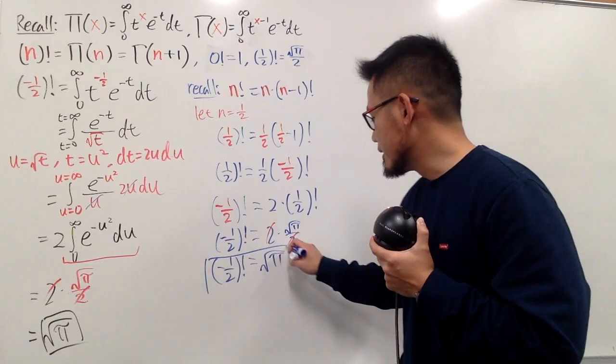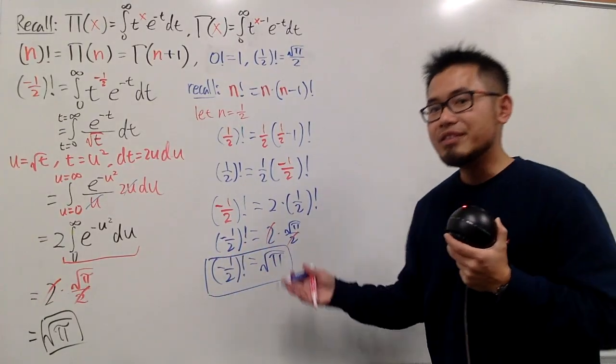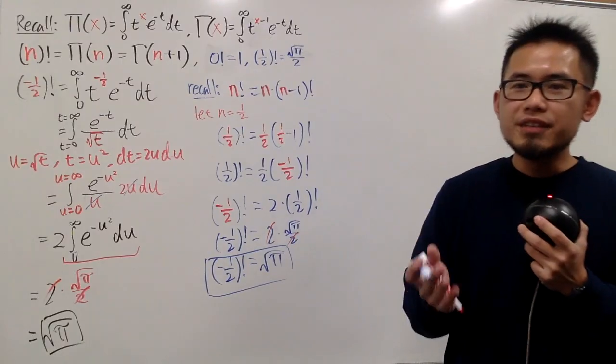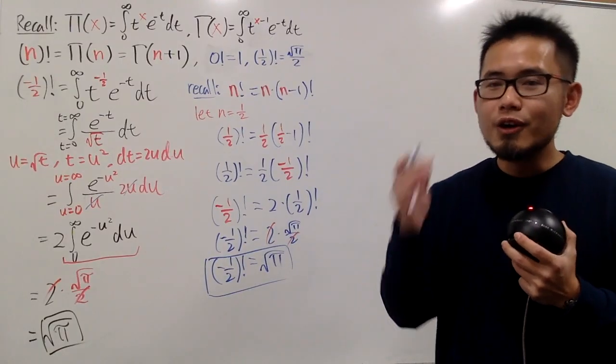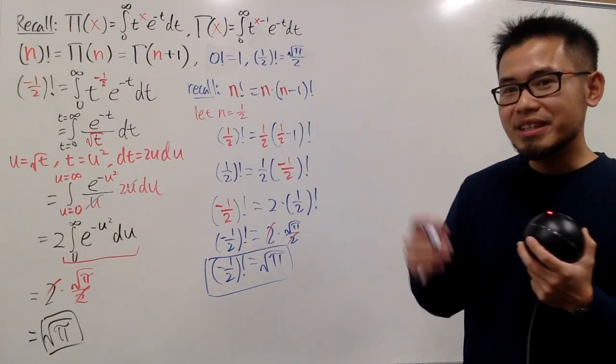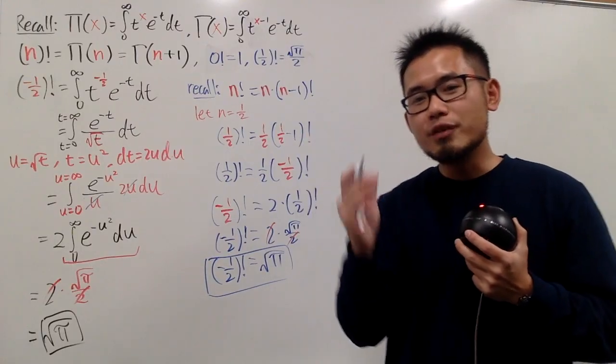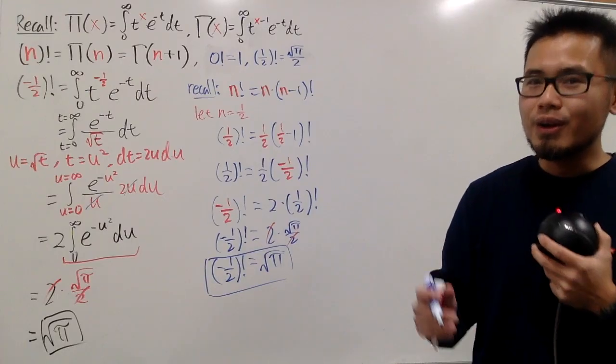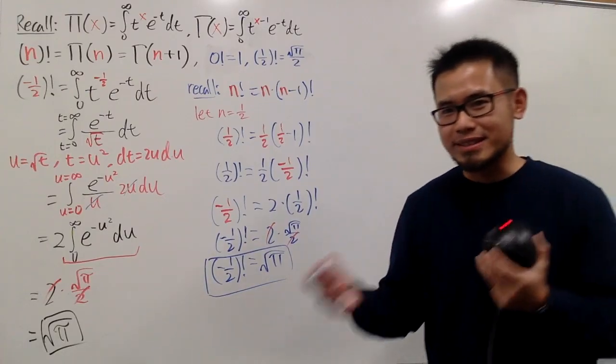So this right here is pretty much it. And if you do it with this approach, you can easily figure out 3 over 2 factorial, 5 over 2 factorial, 7 over 2 factorial, and also the negative versions, namely negative 3 over 2 factorial, negative 5 over 2 factorial, negative 7 over 2 factorial, etc., etc., okay?